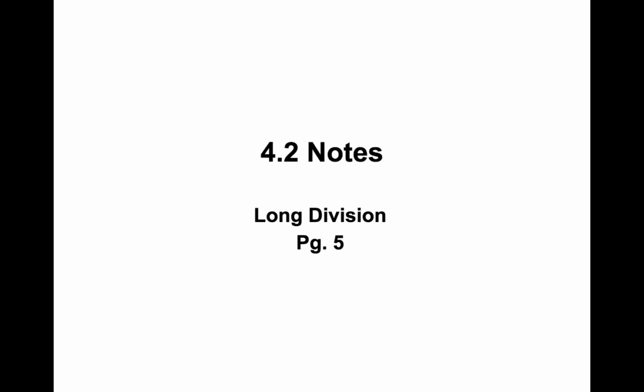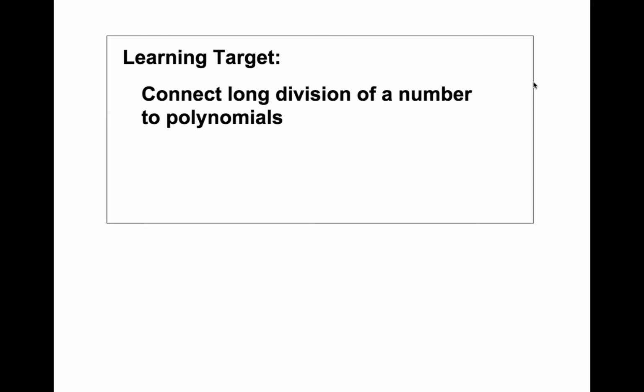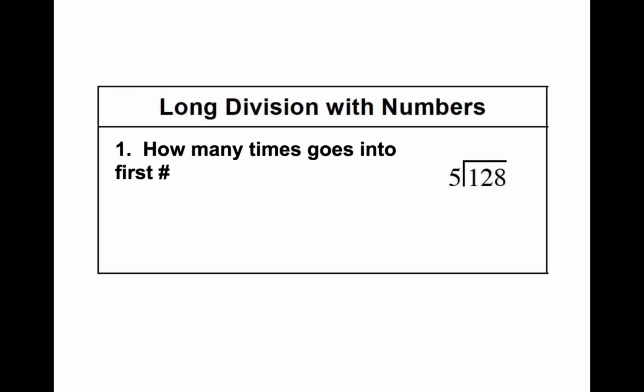Okay, 4.2 notes, we're going to do long division, page 5 in your notes. So we're going to conduct the long division of a number to polynomials. So when you do long division with numbers, the first thing you ask yourself is how many times does it go into the first number? So looking at this example, we have the number 5. 5 doesn't go into 1, but it does go into 12.